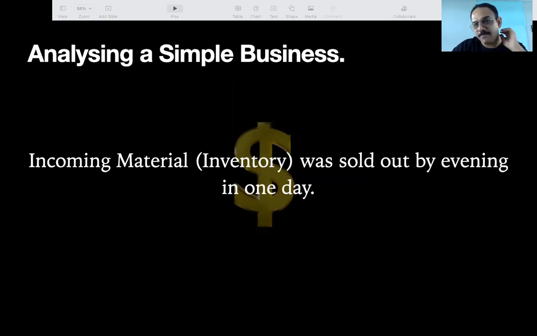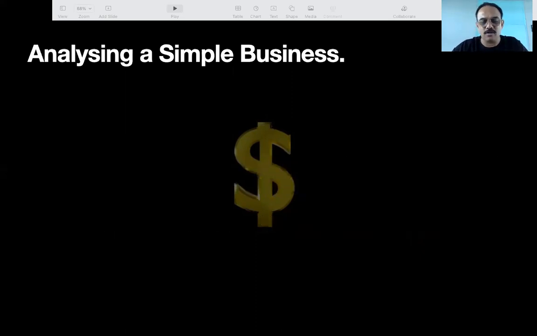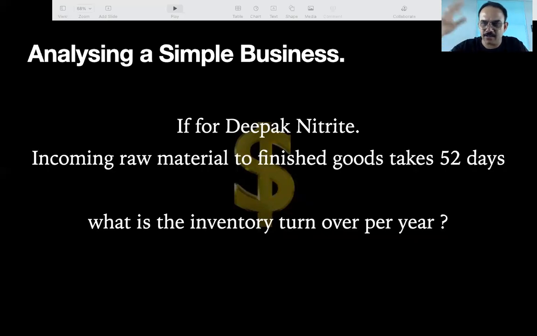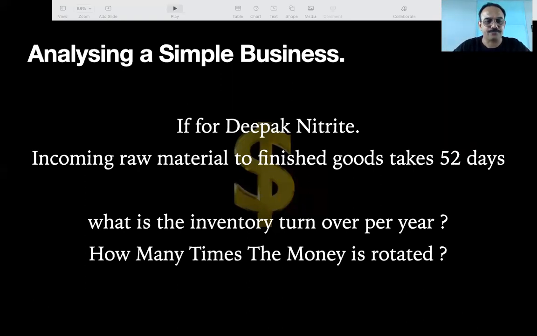Now, incoming material, we have seen inventory sold out and all that. For Deepak Nitrite, we have seen 52 days, it is rotating the money. So the lower the inventory days, the better the business.